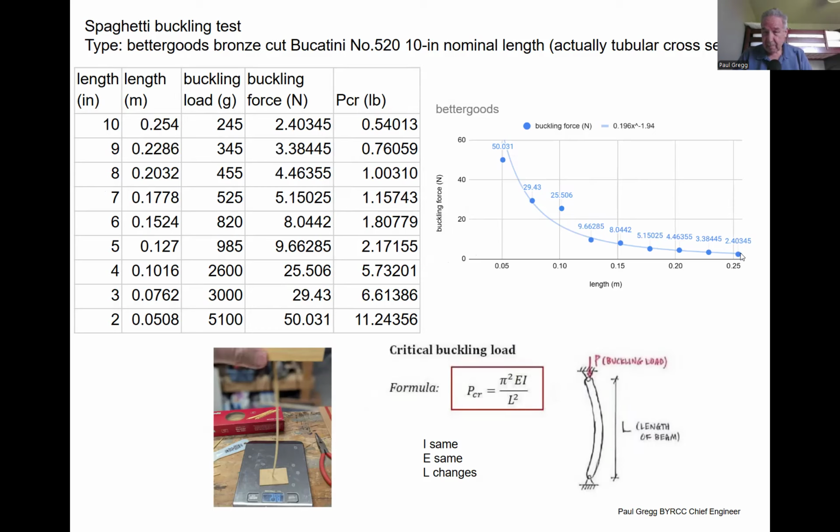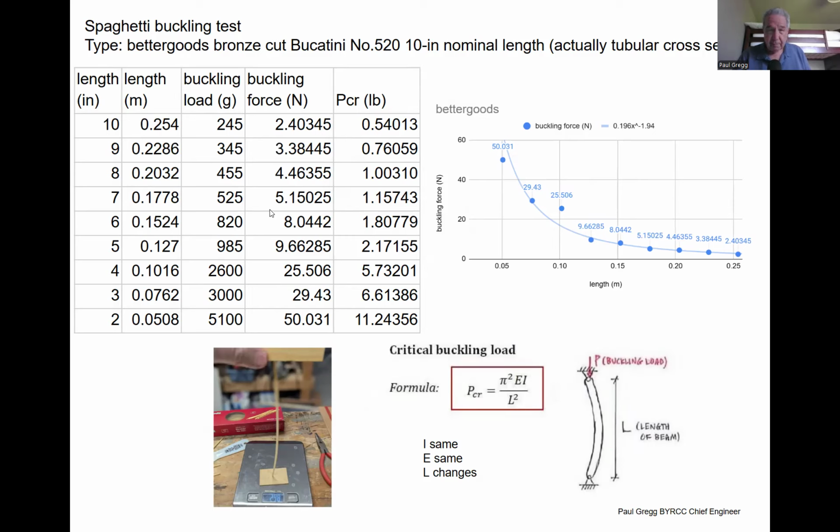This is the buckling force versus the length. This is length in meters, a quarter of a meter, 2/10 of a meter. But you can see as you get really short, the buckling load really gets high. And you'd expect that because of what we've talked about, the nature of buckling.